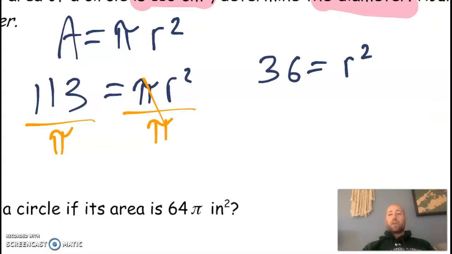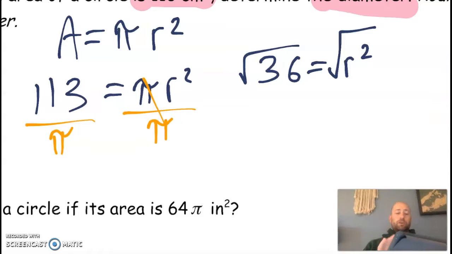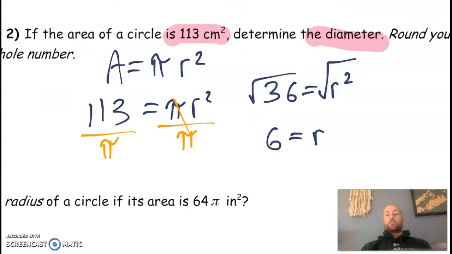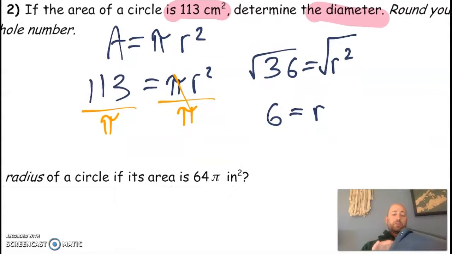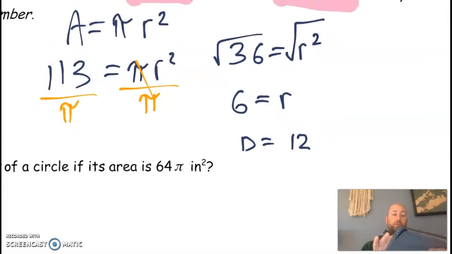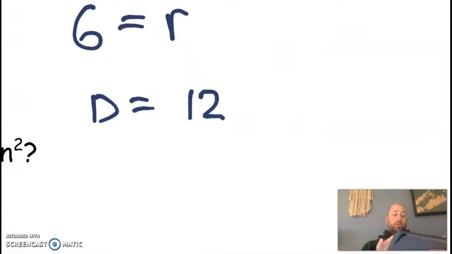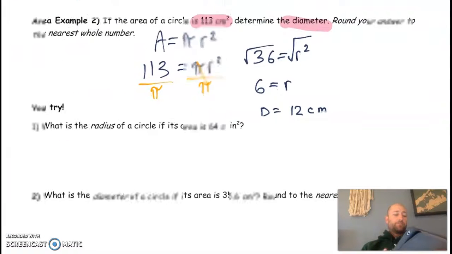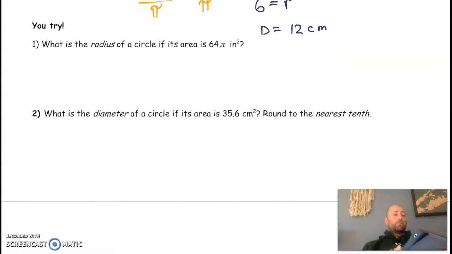So I'm trying to get rid of that exponent of 2. To do that, I take the square root. It's the inverse. Squaring and square root are inverse operations. Square root of 36 is 6. This one says determine the diameter. So if the radius is 6, the diameter is twice as big as the radius. So the diameter is equal to 12. Let's look at our units here. This one is centimeters, 12 centimeters.